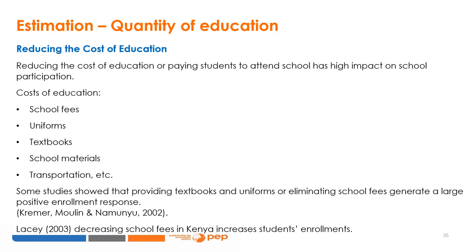In many developing countries, parents face difficulties in providing school inputs as well as paying fees. Reducing the school costs has had a high impact on school participation. School costs are school fees, uniforms, textbooks, materials, transportation, etc. Some showed that providing textbooks and uniforms or eliminating school fees generated a large positive enrollment response: Kremer, Moulin, and Namunyu, 2002. Lucas, 2003, showed that decreasing school fees in Kenya increases students' enrollments.